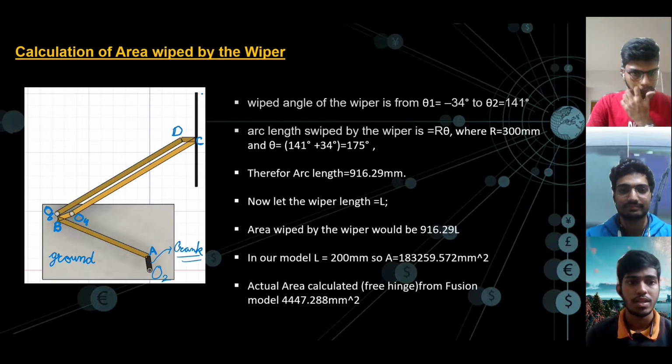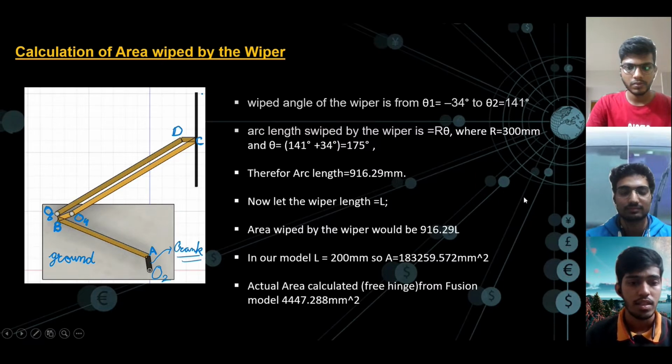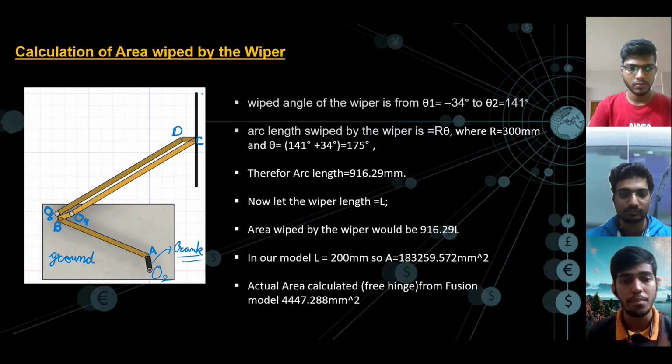Myself, Alapan. Now let's discuss the calculation of the area wiped by the wiper. Before that, let's understand the basic mechanism of the wiper. The wiper consists of a simple crank rocker mechanism. Here, the link O2A is acting as a crank. The motor is placed at the O2 hinge and it will rotate the link O2A completely. This will transfer the power from the O2A link to the wiper present at the hinge C. Now, let's assume that the hinge C is fixed to the wiper.